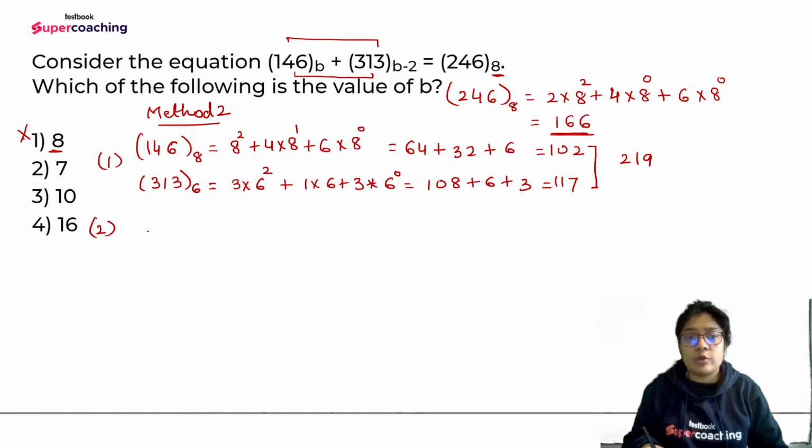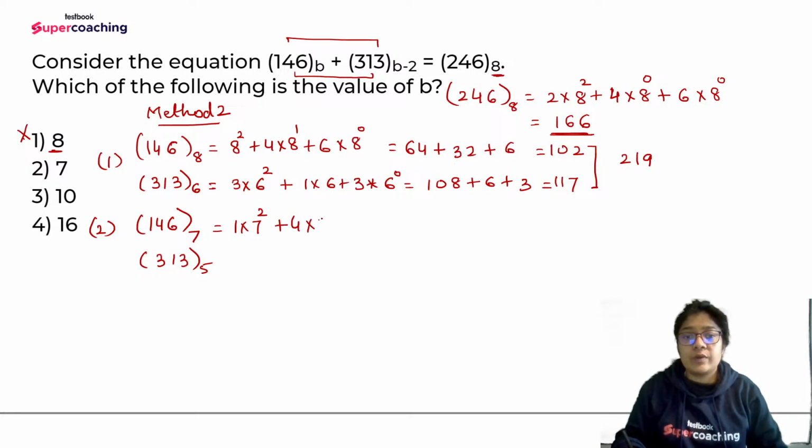Similarly, we'll try for the remaining options. Now we'll be calculating 146 with the base b. B is 7 and 313, 7 minus 2 is 5. Calculate it. So it is 1 into 7 square plus 4 into 7 raised to power 1 plus 6 into 7 raised to power 0. Simplify it. 49 plus 28 plus 6.